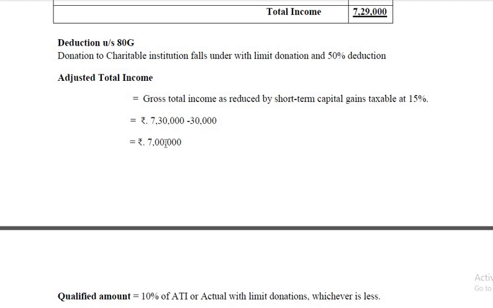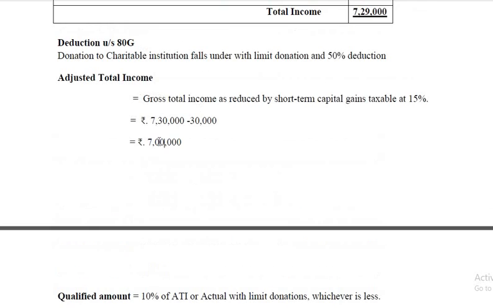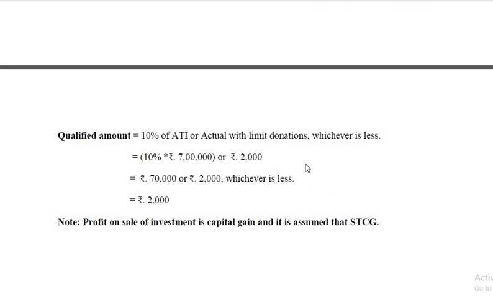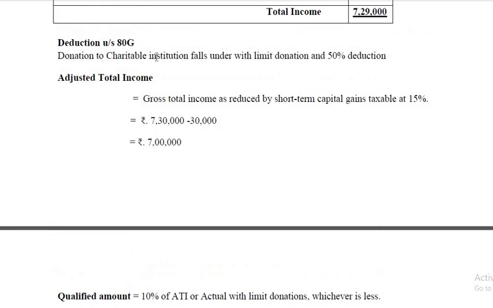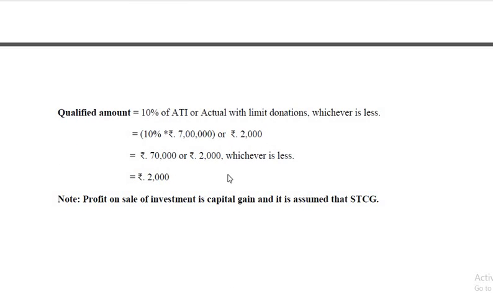Now apply the rule. What is the qualified amount? Qualified amount is 10% of ATI, adjusted total income, or actual with-limit donations, whichever is less. So 10% of adjusted total income, 7 lakh, comes to 70,000. Or actual with-limit donations, which you already came across, 2,000. Compare the two, 70,000 or 2,000, whichever is less. So 2,000 is the qualified amount.